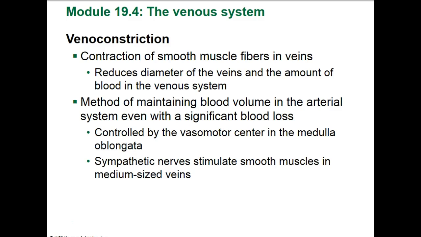Okay, so even though you don't have a lot of muscle in the veins, you do have venoconstriction, and this can be done by contraction of smooth muscle fibers that are in the veins, what little there is. It reduces the diameter of the veins, which also then reduces the amount of blood in the system. And the method of maintaining blood volume in the arterial system is part of this as well, even with a significant blood loss. And that can be controlled by the vasomotor centers in the medulla oblongata, the sympathetic nerves that stimulate smooth muscles in the medium-sized veins.